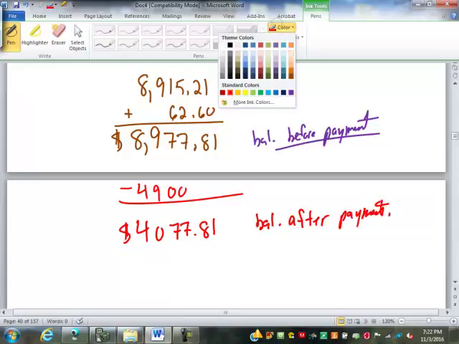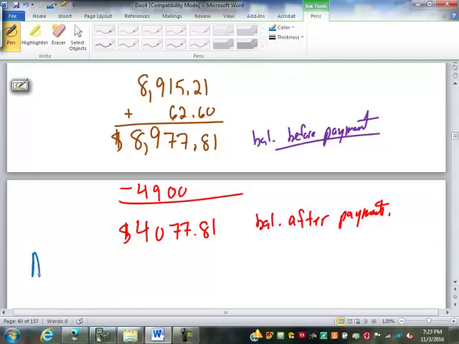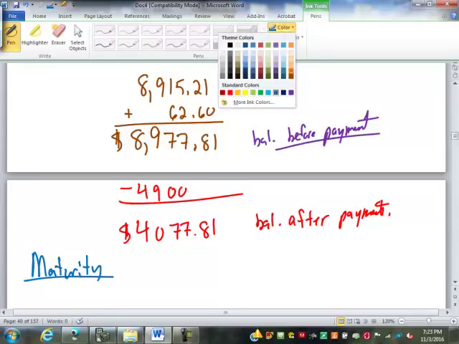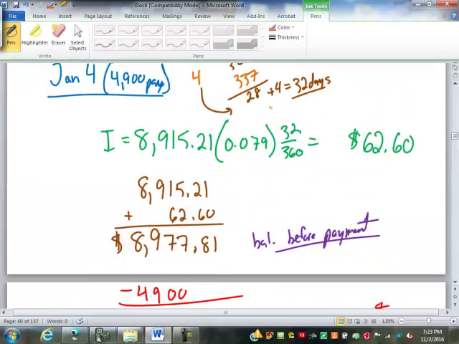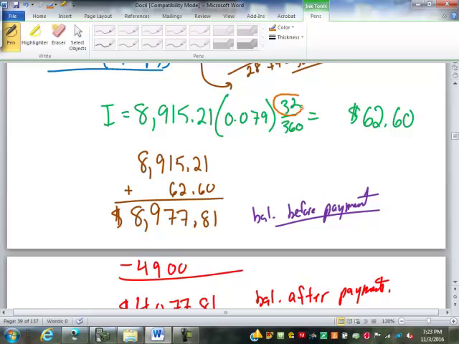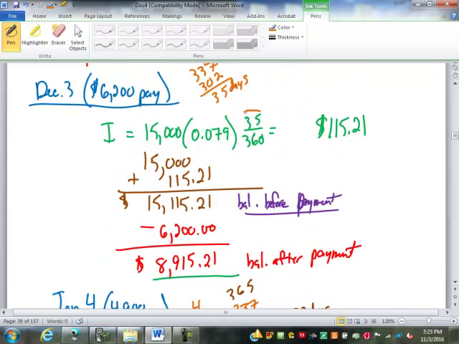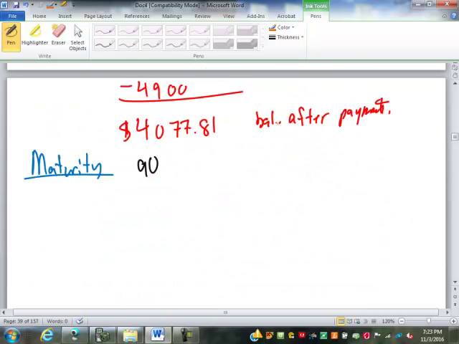And yes, now our next action is maturity. And I'm going to figure my days the same way. This is a 90-day loan. I have used 32 and 35 days. So from 90, I subtract 32 and 35. Gives me 23 days left.